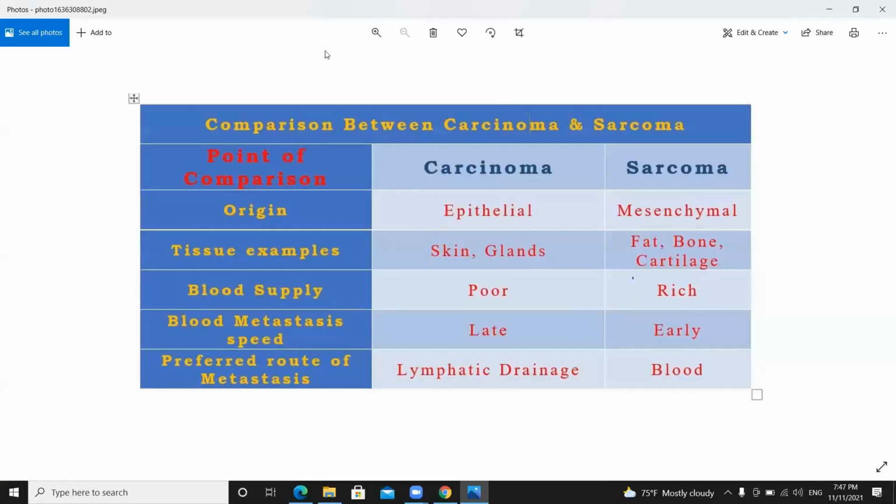As for the blood supply, the carcinoma has poor blood supply, and that was shown clearly in the diagrams below. They are not here in the table, but it was presented in the case. It looked more pale. It wasn't red, as it has poor blood supply. However, the sarcoma is very rich in blood supply in comparison with carcinoma, and that's why it looked red. Okay, thank you, Noor, for that. So you got the idea of the differences between carcinoma and sarcoma correctly.